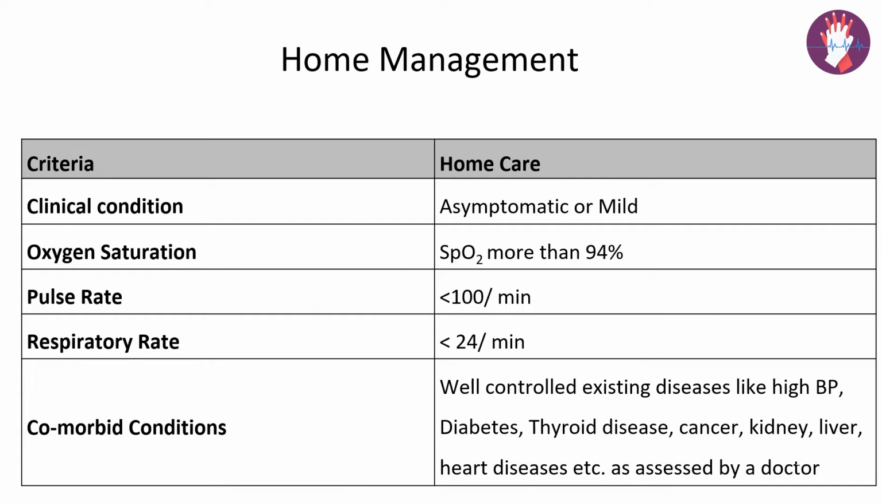Nowadays, unlike the first week, we are also looking at patients with comorbidities for home management as long as they have had a medical consultation and the physician has declared that their comorbidities are under control. And this includes conditions like high blood pressure, diabetes, thyroid disease, even cancer or kidney and liver or heart ailments.